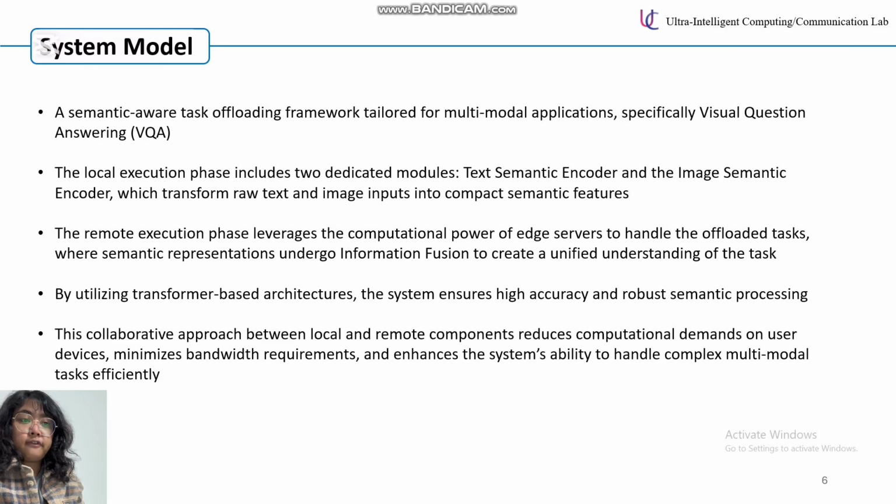The remote execution phase leverages the computational power of the edge server to handle the offloaded text with semantic representation and perform information fusion to create a unified understanding of the task. By utilizing a transformer-based architecture, the system ensures high accuracy and robust semantic processing. This collaborative approach between local and remote components reduces computational demand on the user device, minimizes bandwidth requirements, and also enhances the system's ability to handle complex multimodal tasks efficiently.